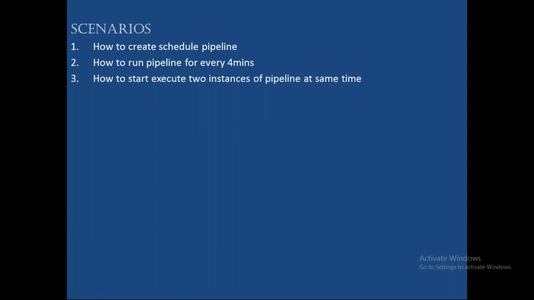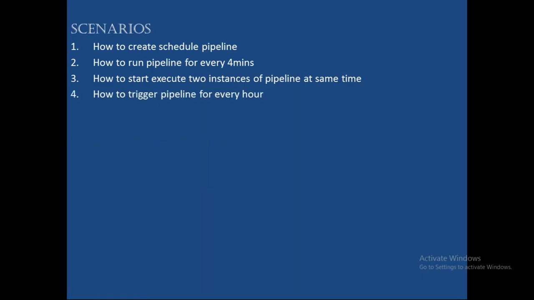Okay, let's see now how to start executing two instances of a pipeline at the same time. Example, you have a pipeline 1. Let's imagine you have scheduled a pipeline to run every minute. The first time the pipeline started and it is executing. Now you reach the next minute, and the pipeline will start again while the previous pipeline is still executing. The same pipeline will be called again, so two instances of the pipeline will execute at the same time. I will show you that as well.